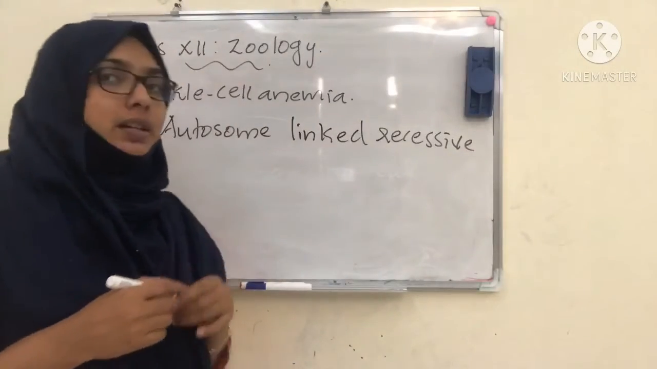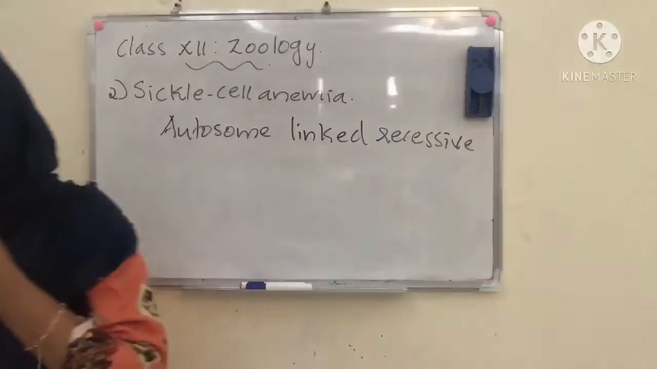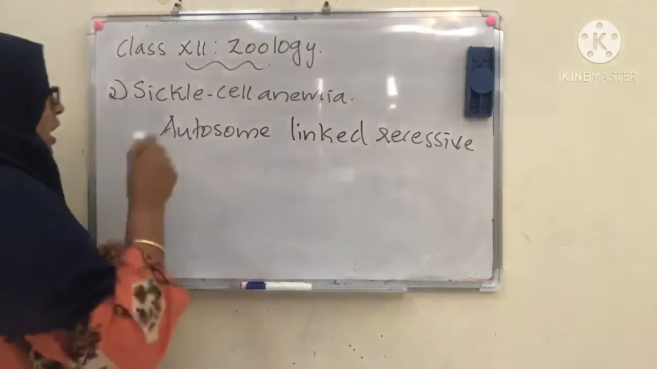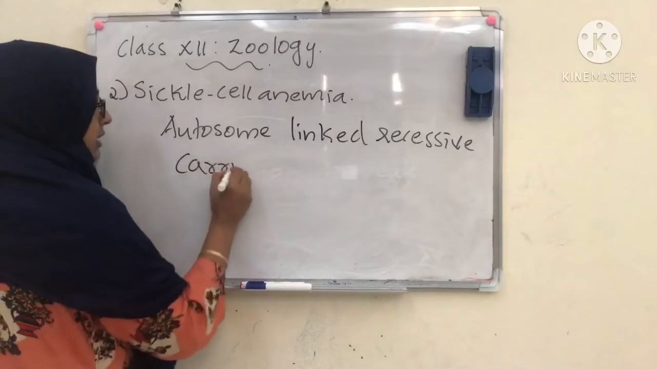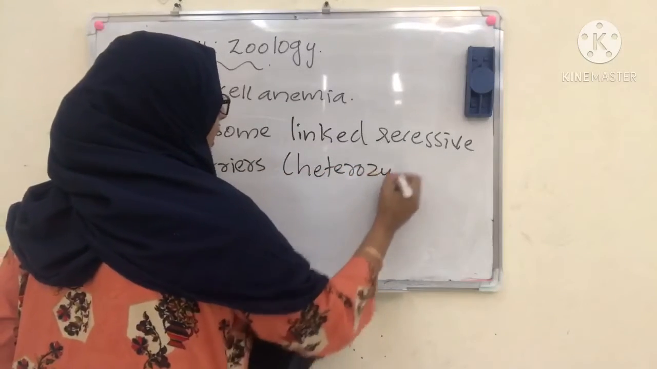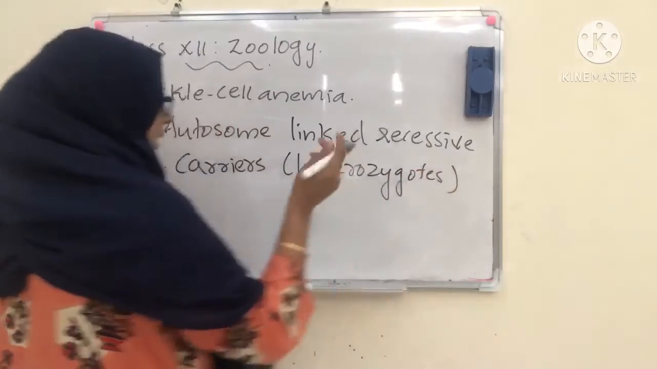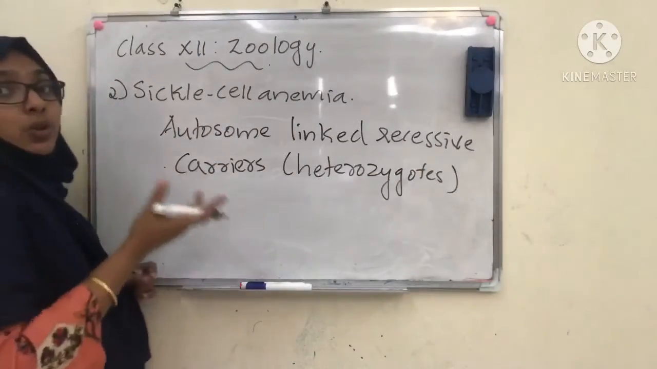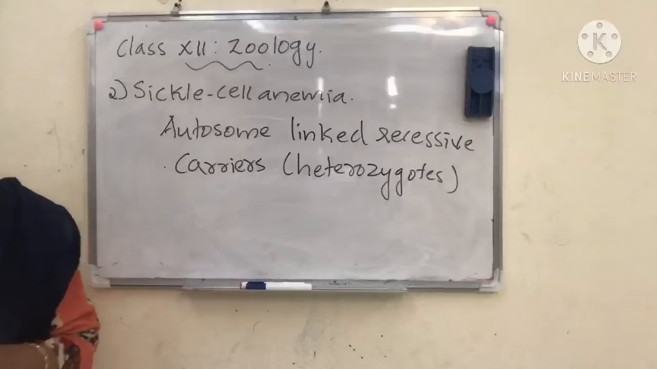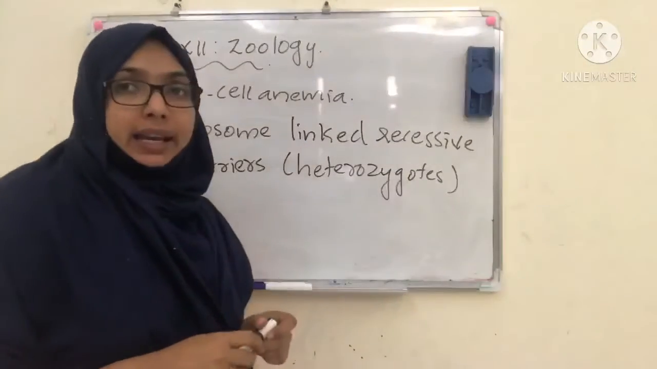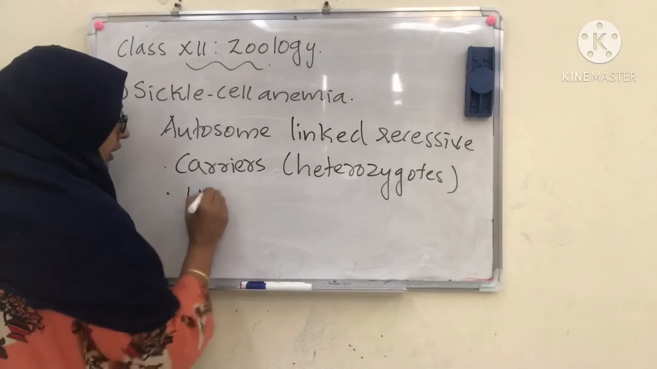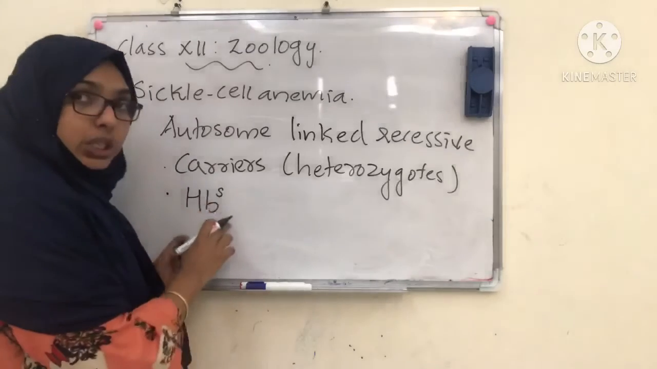You might have heard of sickle cell anemia. This disease can be transmitted to offspring when both parents are carriers, or in other terms, when both parents are heterozygotes or heterozygous. Generally this disease is controlled by a single pair of alleles. That pair of alleles has the gene HBS.